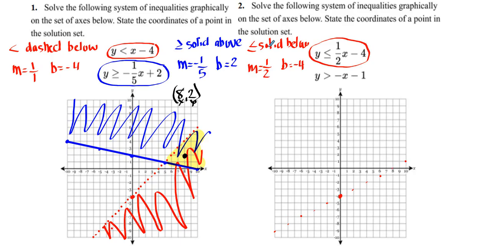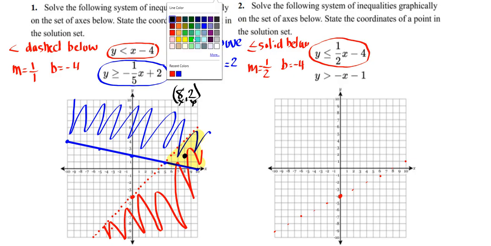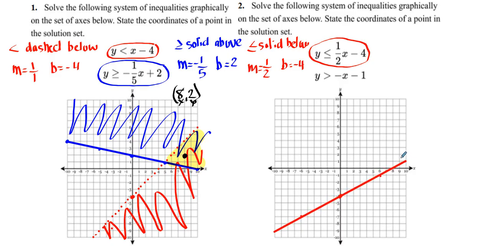But we do need to go back and do two things. It is a solid line, so I am going to go ahead and change this to a solid line because it does have the equal to underneath of it. And then we need to go ahead and shade below. So below this region is going to be that area right there.